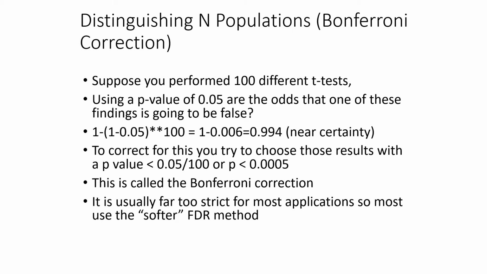We can run the numbers: 1 minus 0.05 is 0.95, raised to the power of 100 tests, subtracted from 1. We come out with a 99.4% probability that one of these t-tests is going to be false if we ran 100 t-tests. So if we want to be certain that none of these t-tests is going to be false, we can adjust our threshold from 0.05 to 0.0005, simply dividing by the total number of tests.